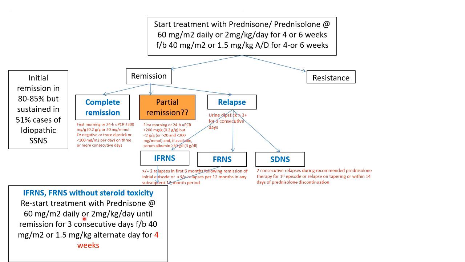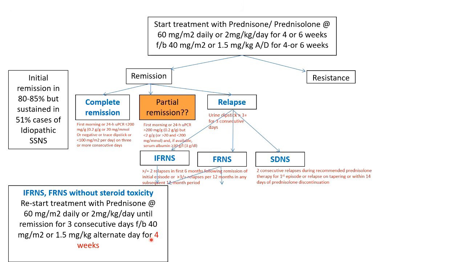with prednisolone at the rate 60 milligrams per meter square daily or 2 milligrams per kg per day until remission for 3 consecutive days has been achieved, followed by 40 milligram per meter square or 1.5 mg per kg alternate day for 4 weeks. Here this is a difference. Like in initial episode, we can give alternate day therapy for 4 weeks or for 6 weeks depending on how long we gave the daily prednisolone therapy. But in relapses, this alternate day therapy is mentioned only for 4 weeks as per the KDIGO.